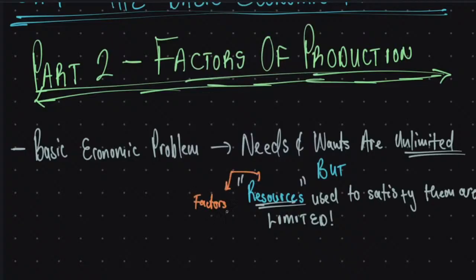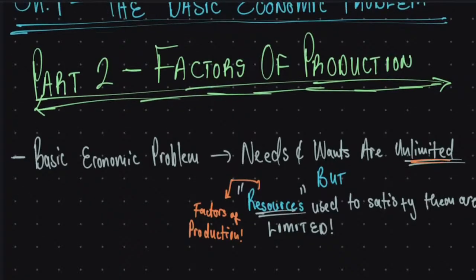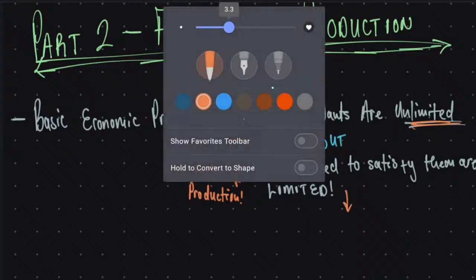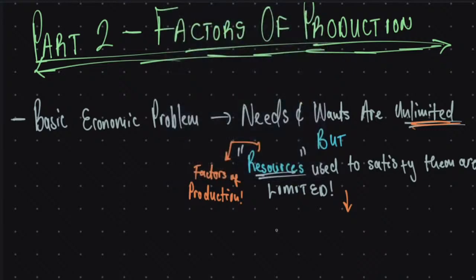Are we together, Alex? Good. The resources that are limited are the factors of production. So the factors of production are limited to satisfy these unlimited wants. And so we have to make a choice. We have to make choices. But now we are focusing on the resources that are limited.